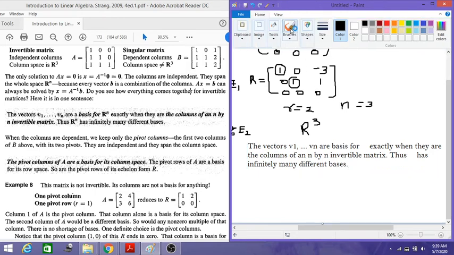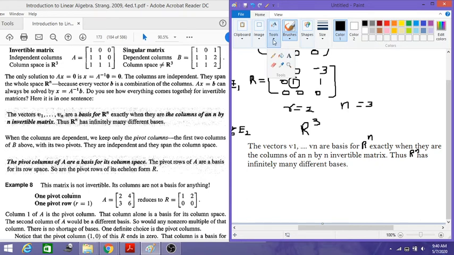So let me fill in the spaces here, so it forms the R^n and here the R^n. So the vectors v1 to vn are the basis vectors for R^n exactly when they are the columns of an n by n invertible matrix. Means if we have exactly an n by n invertible matrix, then R^n has infinitely many different bases. It means we can generate as many bases as we like. And the second point is that the pivot columns of A are a basis for its column space.